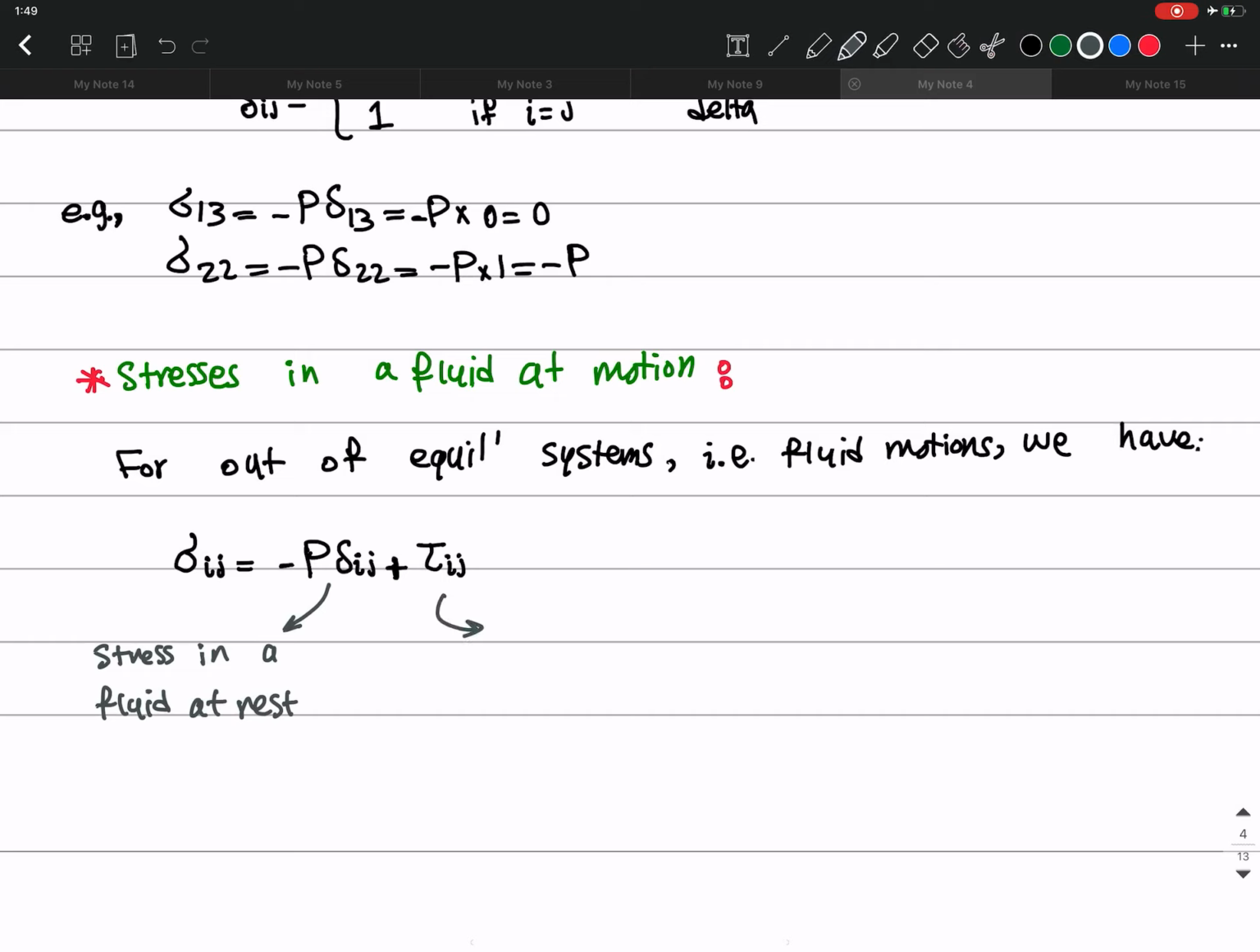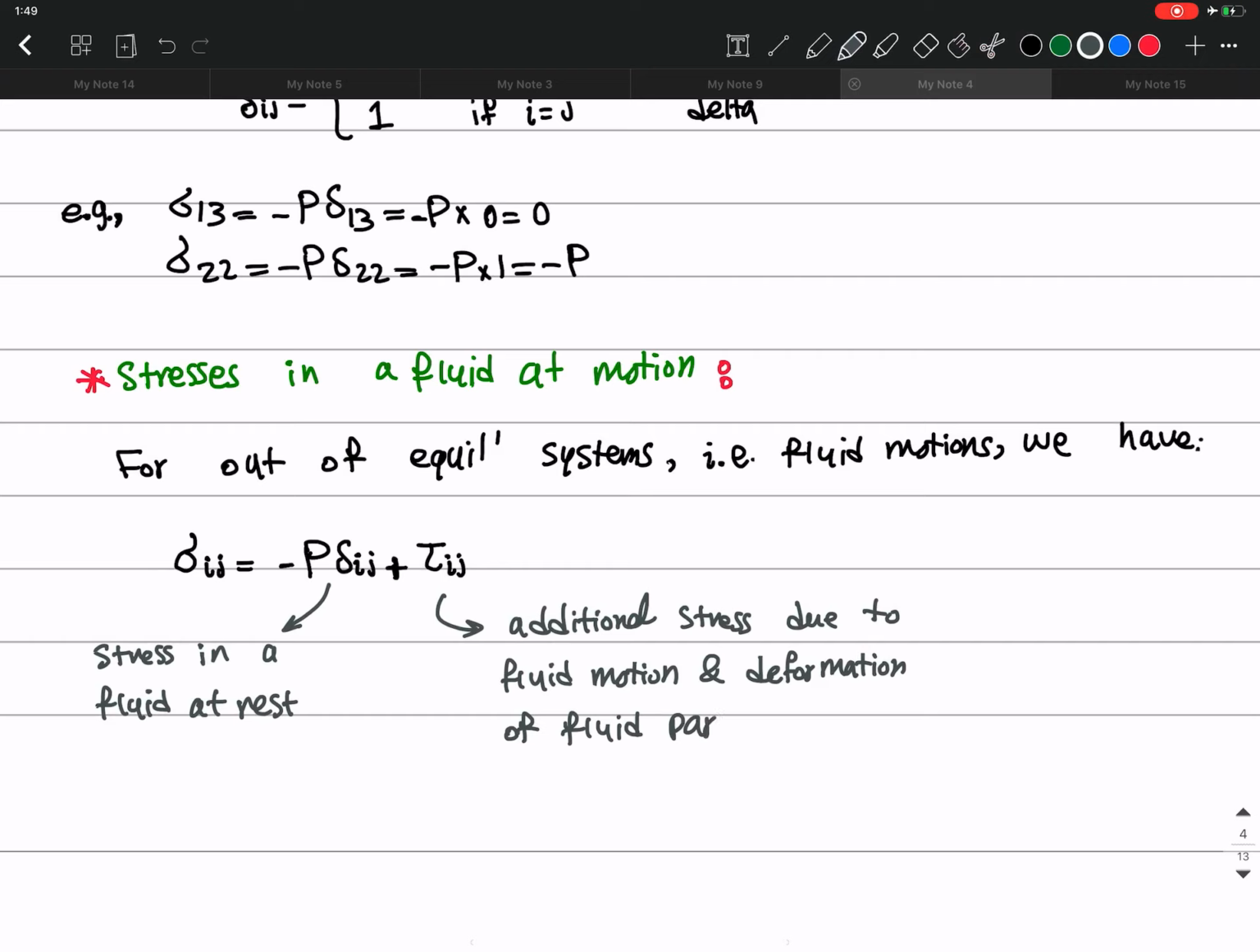and this is additional stress due to fluid motion and deformation of fluid particles. Okay. So this is now how we are going to decompose the stress into a stress in fluid at rest and a fluid at motion.